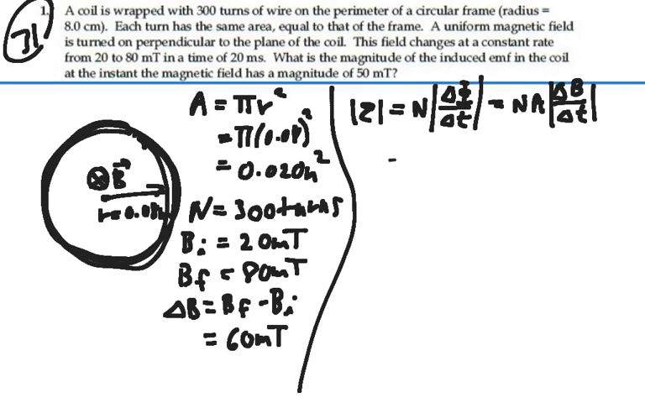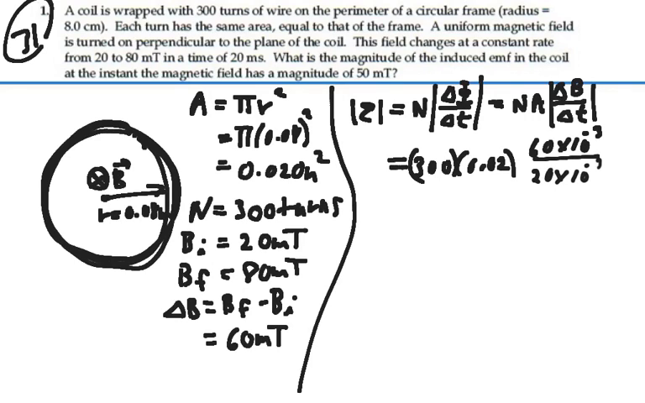So we can calculate this voltage. That is going to be the number of turns, 300, times the area, 0.02, times the change in magnetic field, 60 millitesla, and that's going to happen in 20 milliseconds. So we can get rid of the 10 to the minus 3 on both. And so we have, let's see, 300 times 0.02 will give us 6 times 60 divided by 20, it would be 3. So this would be 18 volts.